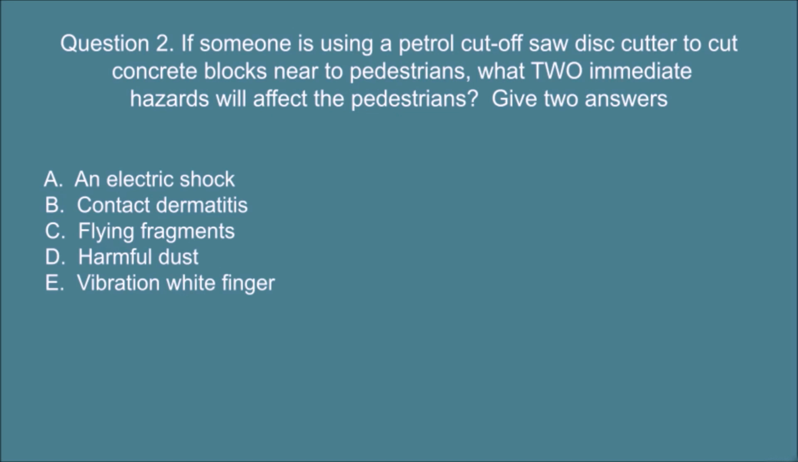Question 2. If someone is using a petrol cut-off saw, disc cutter, to cut concrete blocks near to pedestrians, what two immediate hazards will affect the pedestrians? Give two answers. A. An electric shock. B. Contact dermatitis. C. Flying fragments. D. Harmful dust. E. Vibration white finger.